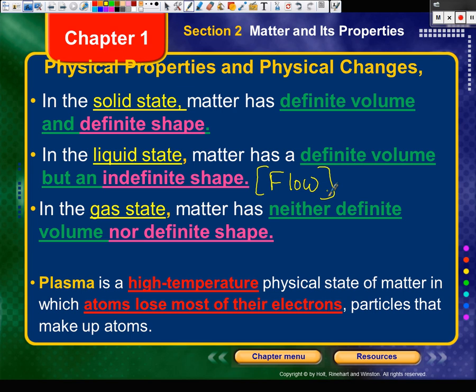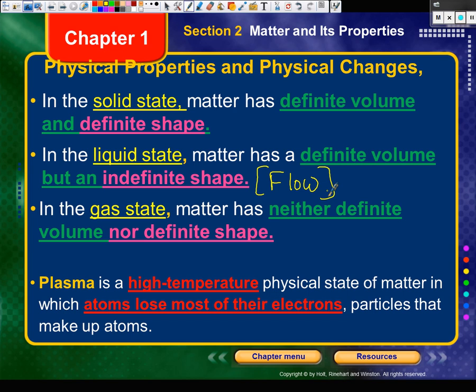What that simply means is the atoms can just roll on top of each other without impeding its flow. Do some liquids flow better than others? Does anyone know? Thank you. Very good. Viscosity is the term of the ability of a liquid to flow. So like if you pour syrup, it's a little thicker, so it's more viscous, if you will. And then finally, the state of gas has neither a definite volume nor a definite shape.